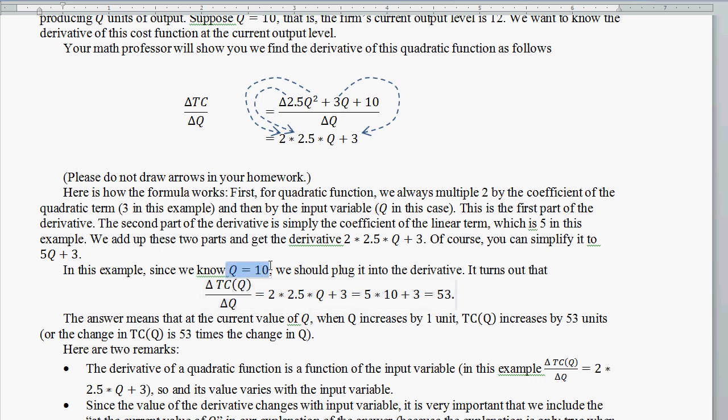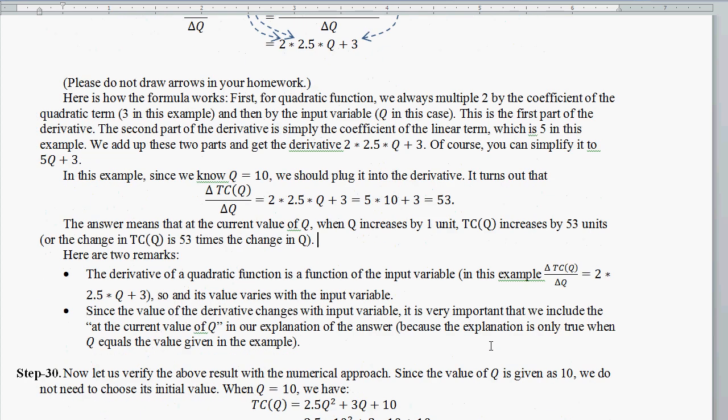Okay. So whenever you're talking about a quadratic function, that's how you write it. Remember, for the linear function, we say for any value of q, but here it's different. At the current value of q, when q increases by 1 unit, TC increases by 53 units. Or in other words, the change in TC is 53 times the change in q. That's another way to explain the answer. Some students will calculate this and they'll find that it's not equal to 53. In the future, your math professor will explain the discrepancy between these two approaches.